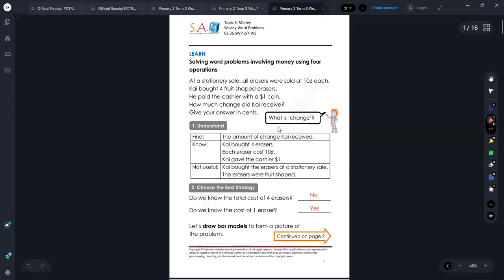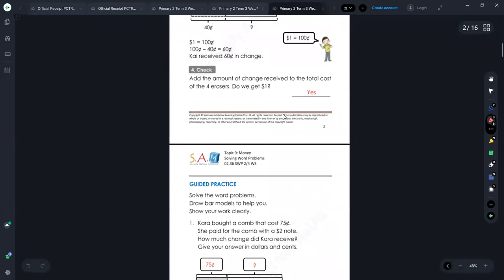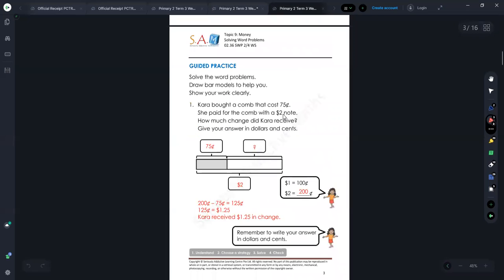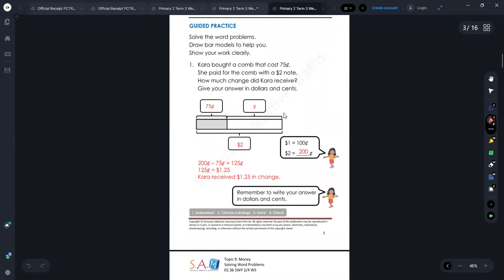So for example, if you're buying a 70 cents ruler, but you don't have 70 cents, you've got to give them $1. So the change will be $1 minus 70 cents. Okay, so explain the concept to them and then work through all these guided practice with them. I think that's important. Get them to show them how to do this, and guide them along.